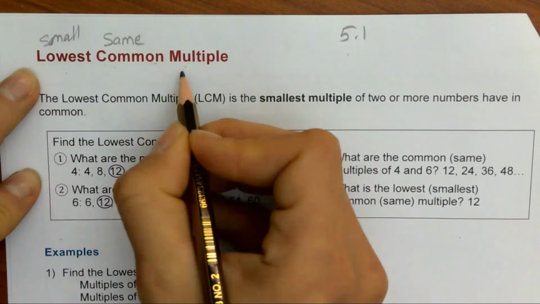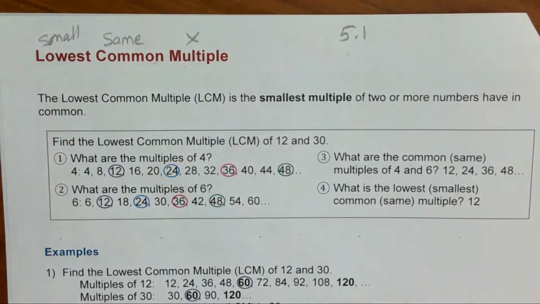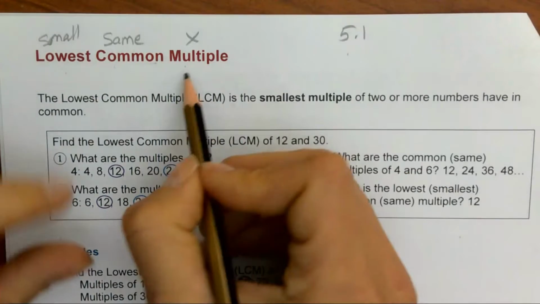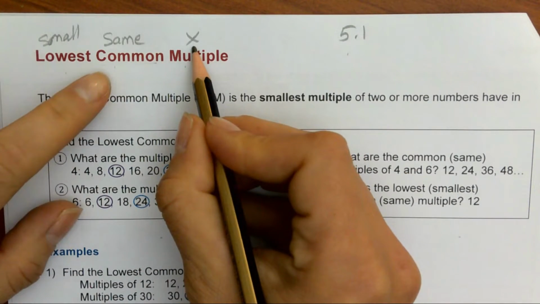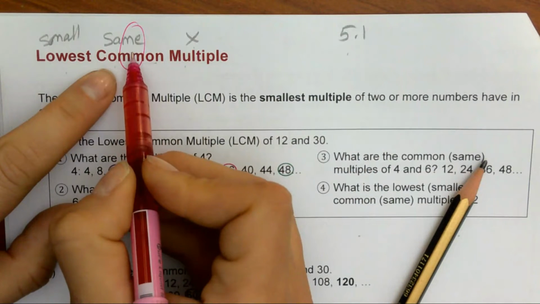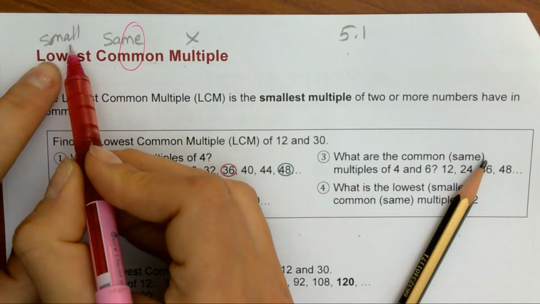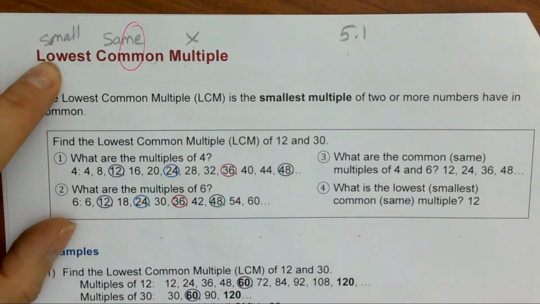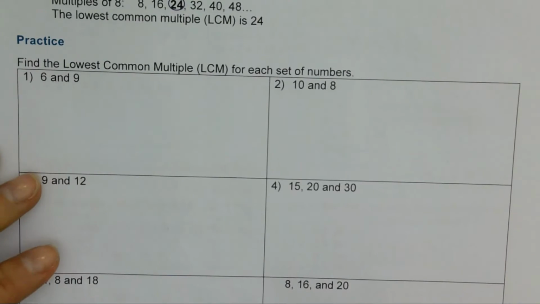And multiple sounds like multiply. So we're going to make lists of numbers using multiply. Then we're going to circle the ones that are in common, that they have the same, and then we're going to choose the smallest one. Okay? So let's look down here.